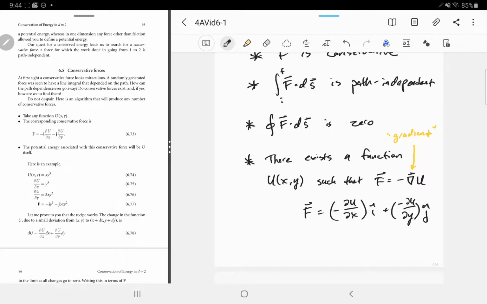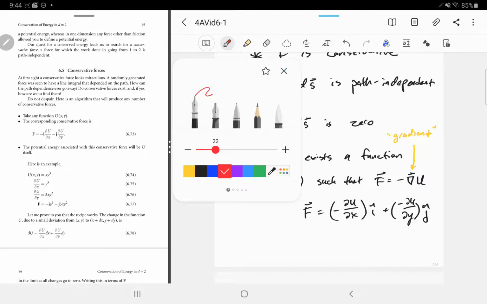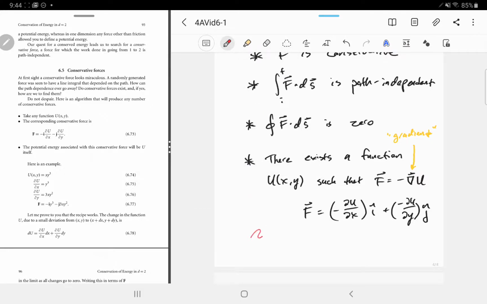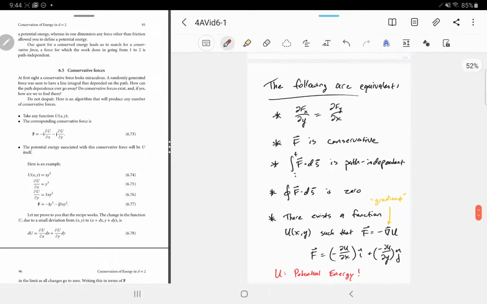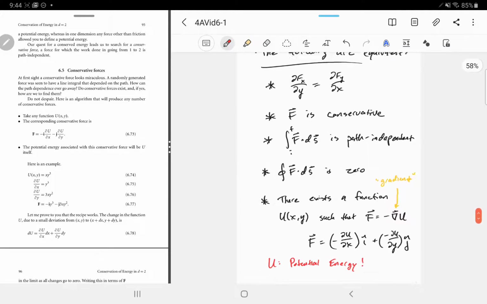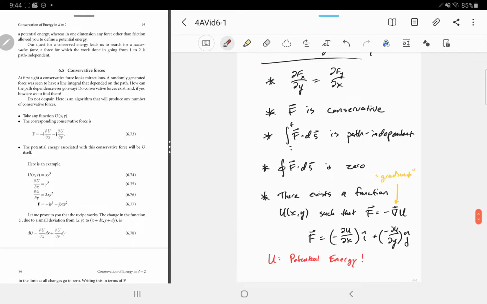The minus sign doesn't have to be there. Like in a math class, you might see this without the minus sign. In physics, we keep the minus sign in there because we want to interpret U as the potential energy function associated with that conservative force. So U is the potential energy. So there exists a potential energy if the force is conservative. If the force is not conservative, like friction, then there doesn't exist a potential energy function.